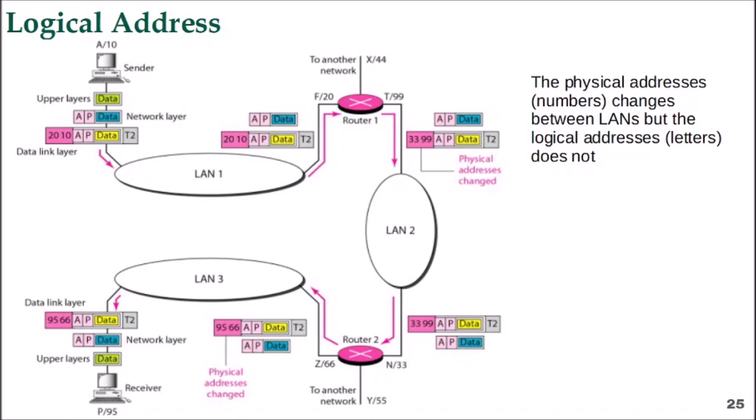In this example, physical addresses are numbers, while logical addresses are letters. The sender with a logical address of A sends the message to the receiver with a logical address of B. See here that the physical addresses change between LANs, but the logical addresses stay the same.